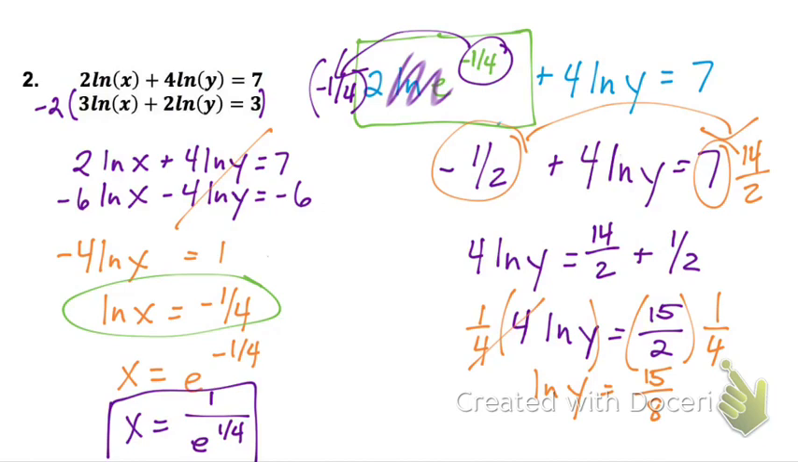Although, I would like you to know that you just need to make it a common denominator. Okay, now what do I do? y is equal to e to the 15 over 8. Yes. So my final answer is 1 over e to the 1/4, comma, e to the 15 over 8.